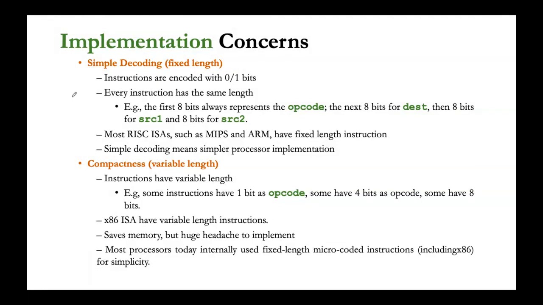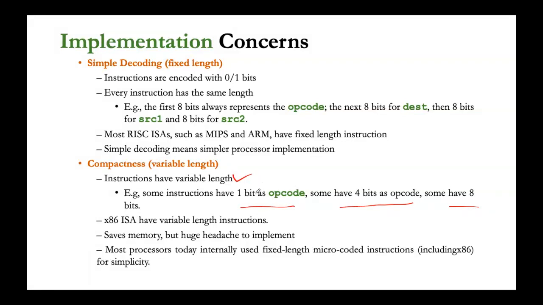Consider in terms of your implementation. There is the compactness. Another compactness is there or not. That means the variable length. In variable length, we say that the instructions are variable in size. That means some instructions have 1 bit as opcode, and some 4 bits or 8 bits as opcode.